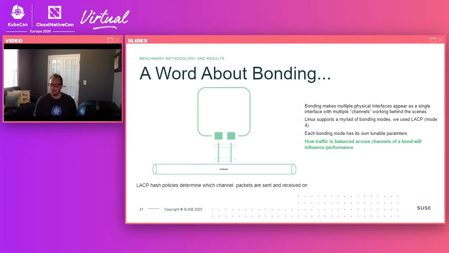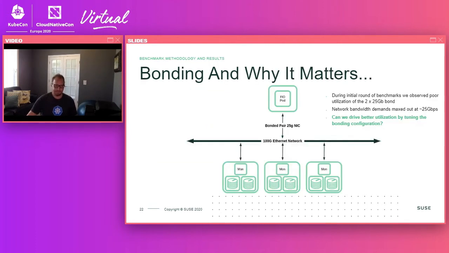The key here is we want to figure out how we can balance traffic really nicely across these NICs. Again, we have two 25 gig NICs. This is a lot of bandwidth. Let's make the most of it. So how do we balance this? And it turns out it's these hash policies that matter.